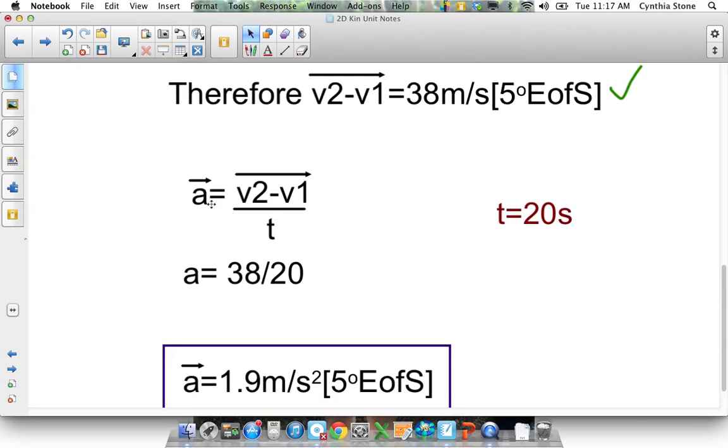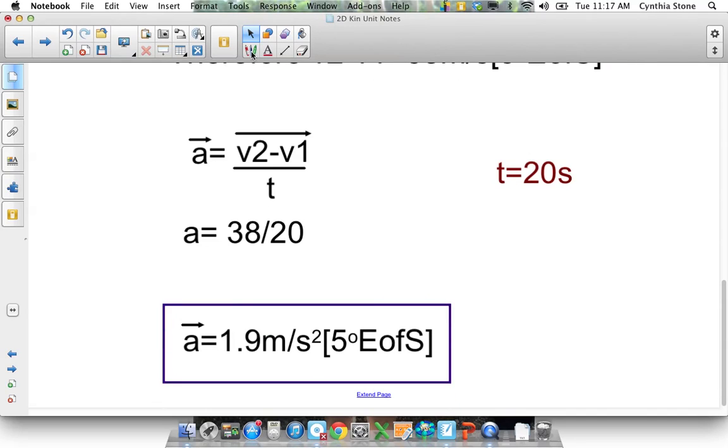This part's easy though. You just take the 38 and divide it by the time, which was 20 seconds. I end up with 1.9, which is a good number, since we said between minus 10 and 10, and the direction does not change. And that's my final answer. Okay, so that's acceleration in 2D.